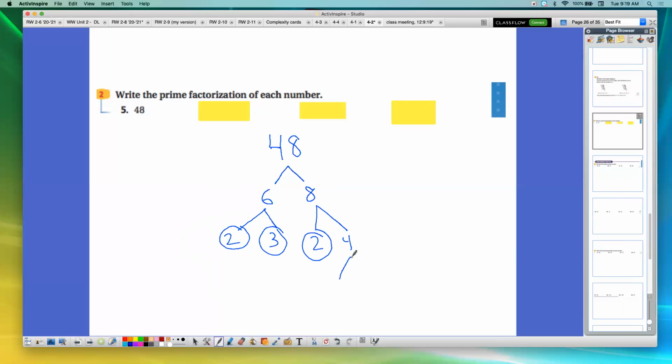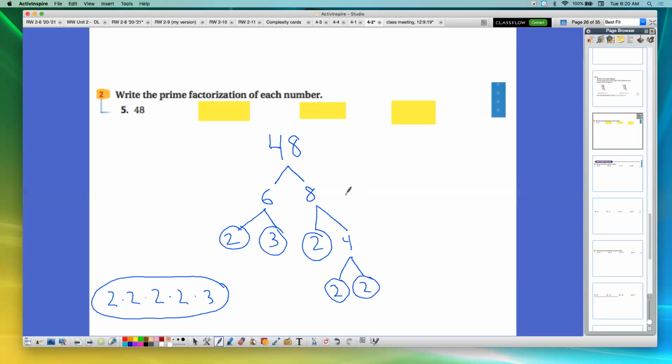So anytime there's a number that's not prime, I just keep going. In this case, I get 2 and 2, and I circle those. This is why we circle them, so that no matter how far down the branch it is, if it's circled, it's in your answer. So there's 1, 2, 3, 4 2s and 1 3. So it would be 2 times 2 times 2 times 2 times 3. There's your answer. Again, this is called prime factorization.